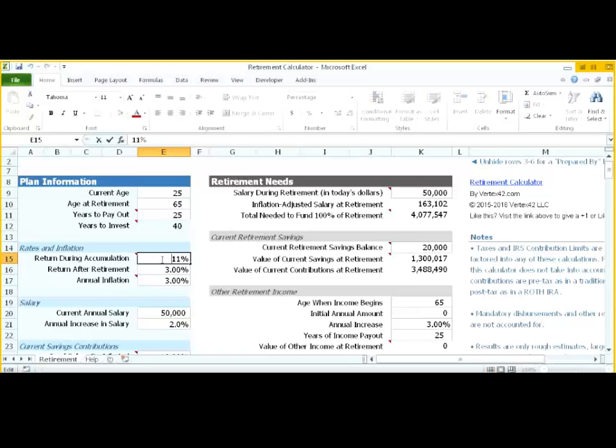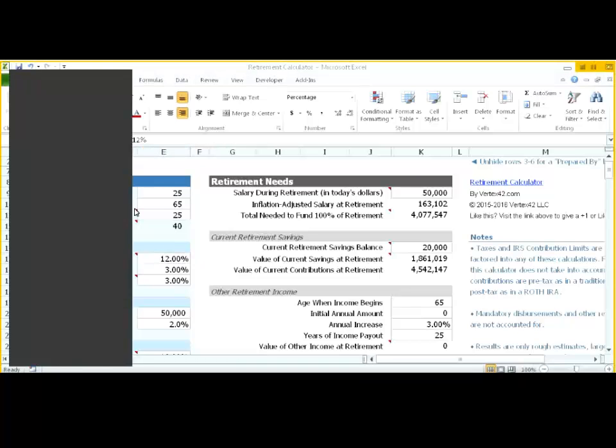Let's say you go from 6 to 12. So I'm doubling the rate of return. At 6%, I get $1 million. If I double the rate of return, I've got 4.5 times the result. So this number has a huge impact on how much money you can accumulate through the years.